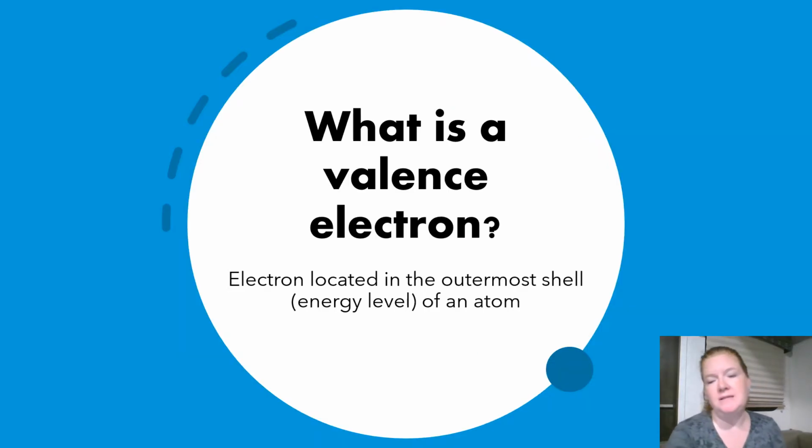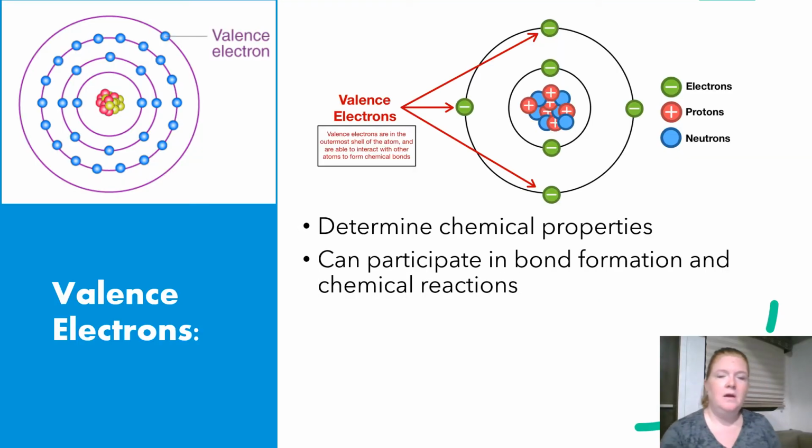What is a valence electron, though? So that was electron, but what's a valence electron? It's an electron located in the outermost shell or energy level of an atom. Valence electrons determine chemical properties. Those are the electrons that can make bonds and participate in chemical reactions, and they give different elements similar properties, elements that have similar numbers of valence electrons.